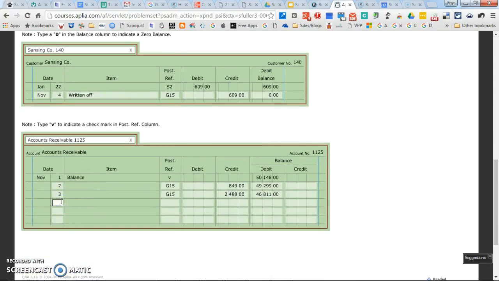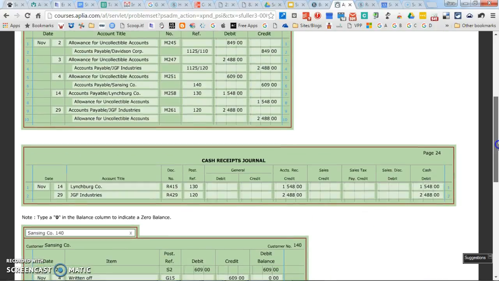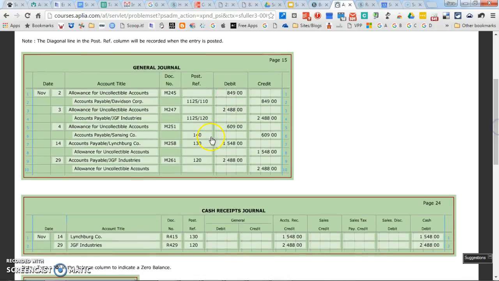Then our next one is the 4th. G15, credit $609. So our new balance is $46,202. Come up here to where we have 140 in the post reference, erase that, 1125/140.